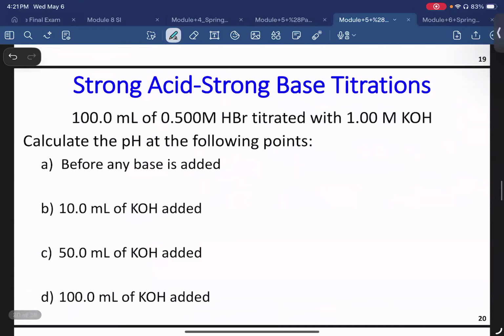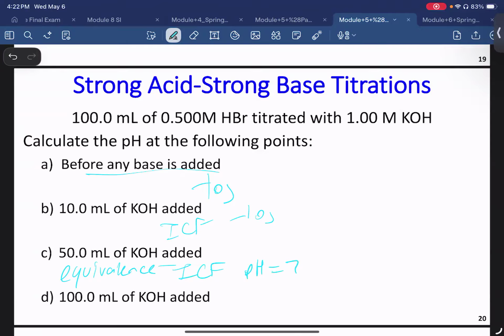So again, this is the idea with any sort of titrations. These are the math questions. With any of these questions, you're going to do ICF. So for the beginning one, obviously, you do the negative log of the acid. Then you do ICF followed by negative log. You do ICF at the equivalence point, but you still do ICF to see if it's at the equivalence point. And once you know that, you know pH is equal to 7. And then again, you do ICF and then you do the negative log of the excess base, right? That's how you do strong acid, strong base titrations.